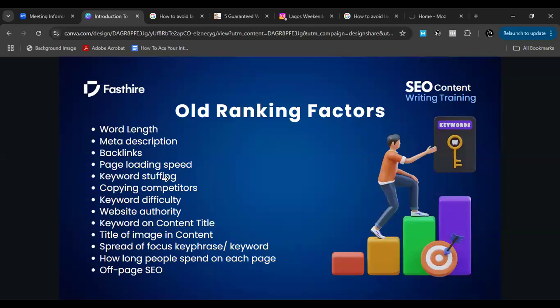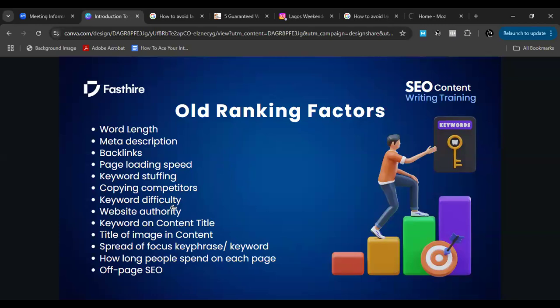The one I'm talking about, if most of you used to write content on social media in the past, you remember that time we used to write content and put hashtags in certain areas of the content. Now that is also old school. It's similar to keyword stuffing. Copying competitors: in the past, this also used to work. You copy what other people are doing and just replicate it. It doesn't work anymore.